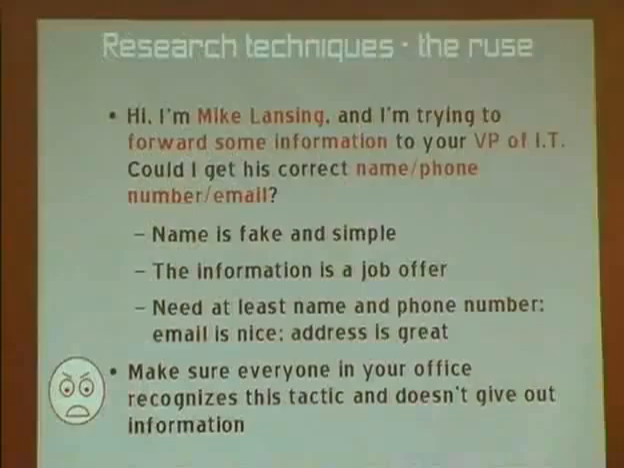After they've looked through a bunch of databases to build a list of names, they have to start calling those companies and try to find out the names and phone numbers of people with the desired titles. And the way to find the name of a person at a company that has a particular title is to just call the switchboard and ask. But if you say you're from a headhunting company, you're not going to get far, so you have to be a little slicker than that. You have to say something like what we have in this first bullet point. They call up and say, hi, I'm Mike Lansing, and I'm trying to forward some information to your vice president of IT. Could I get his correct name and phone number?